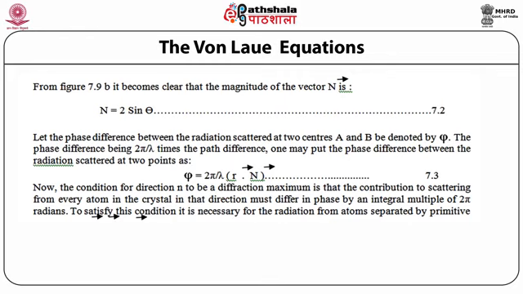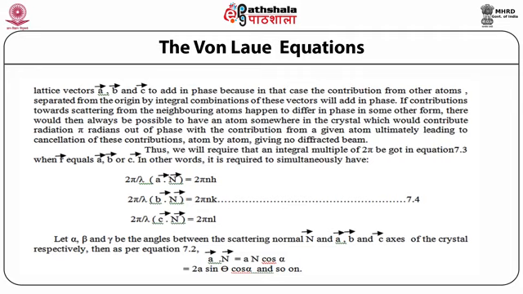Now the condition for direction N to be at diffraction maximum is that the contribution to scattering from every atom in the crystal in that direction must differ in phase by an integral multiple of 2 pi radians. To satisfy this condition, it is necessary for the radiation from atoms separated by primitive lattice vectors A, B, and C to add in phase, because in that case the contribution from other atoms separated from the origin by integral combinations of these vectors will add in phase.